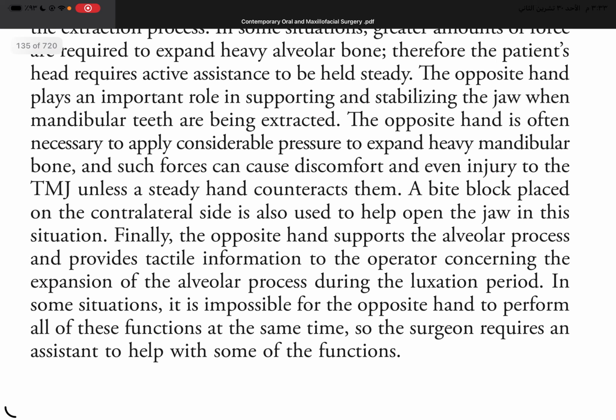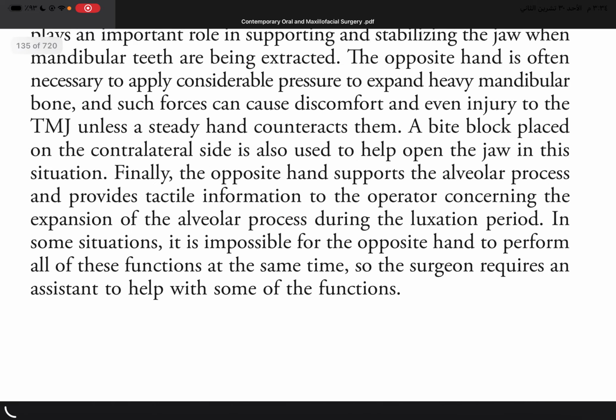The opposite hand plays an important role in supporting and stabilizing the jaw when mandibular teeth are being extracted. The opposite hand is often necessary to apply considerable pressure to expand heavy mandibular bone, and such forces can cause discomfort and even injury to the TMJ unless a steady hand controls them. A bite block placed on the contralateral side is also used to help open the jaw in this situation.